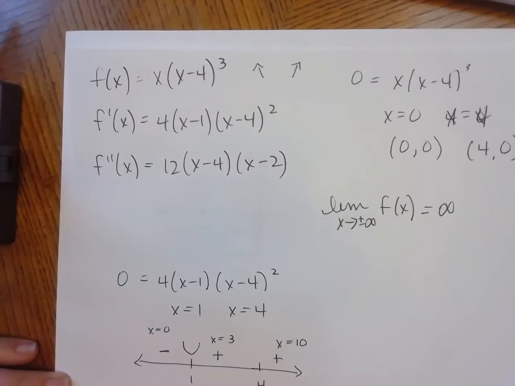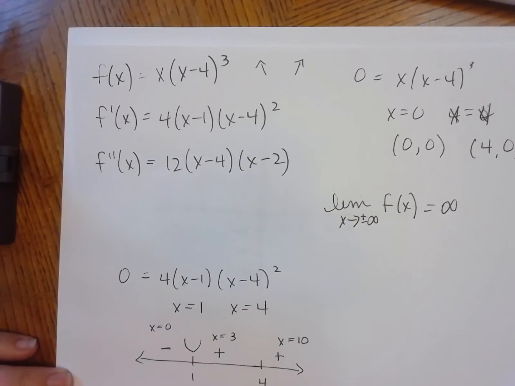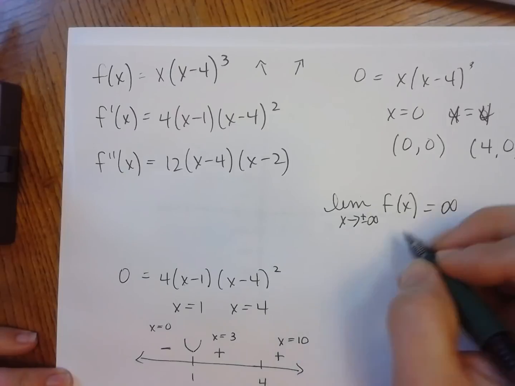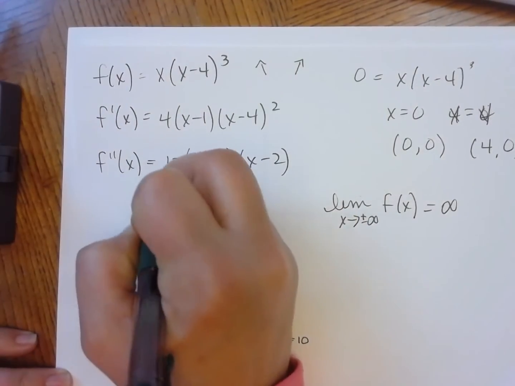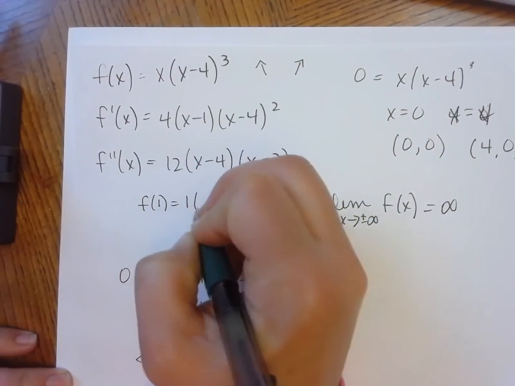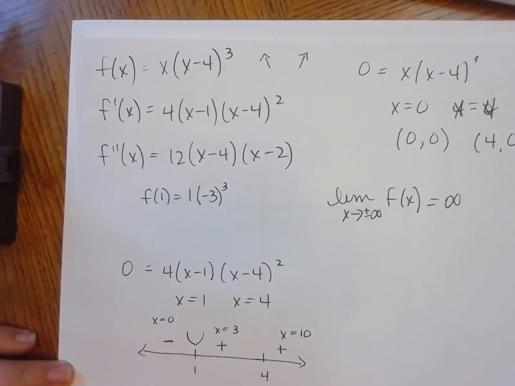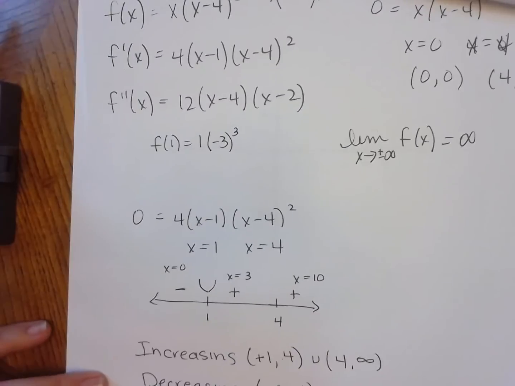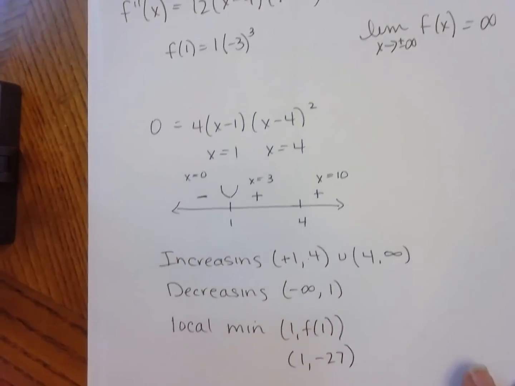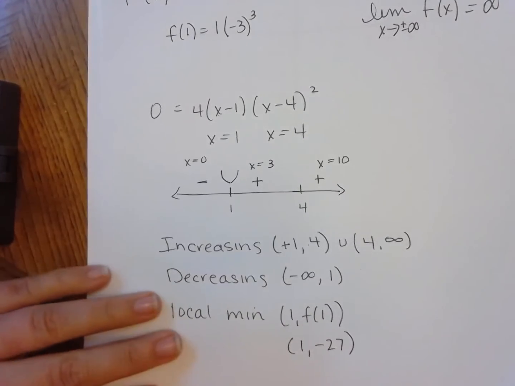Okay, so again, here's my f up here. If I plug in, f of 1 is 1 times (1 minus 4), which is negative 3, cubed. So this is going to give me negative 27. So I have a point here at (1, negative 27) down here. All right, so let's put that on our graph.